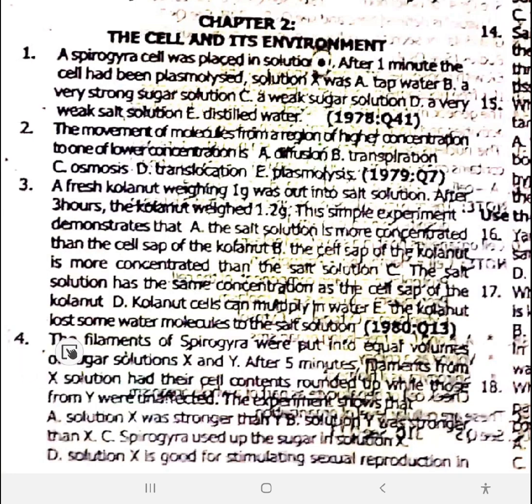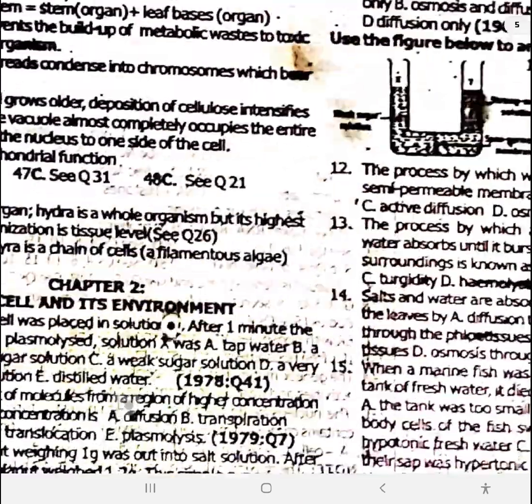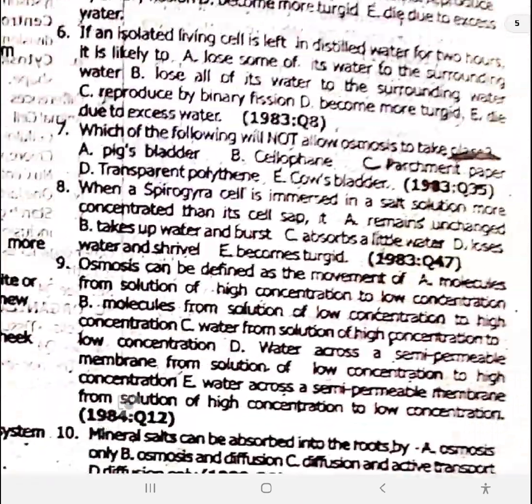Number 4. The filaments of spirogyra were put into an equal volume of sugar solutions X and Y. After 5 minutes, the filaments from solution X had their content rounded up, while those of Y were unaffected. The experiment clearly shows that solution X was stronger than Y. So 4 is option A. Solution X is stronger than Y. The next one. This chapter is not too large.